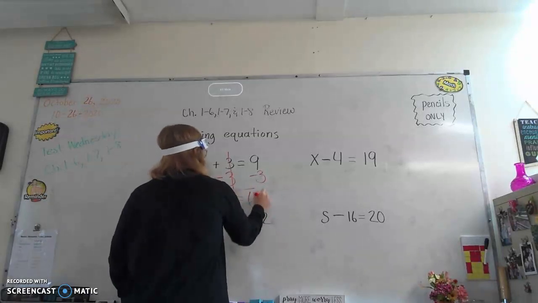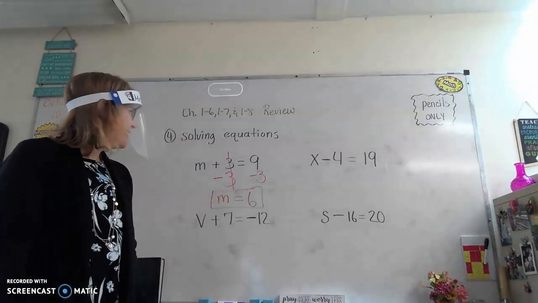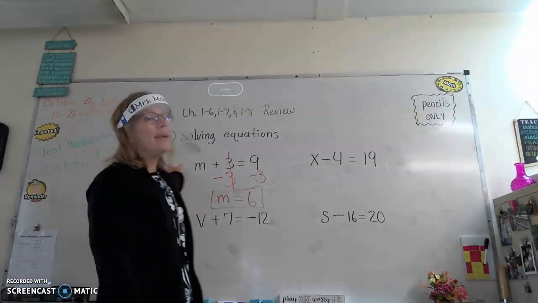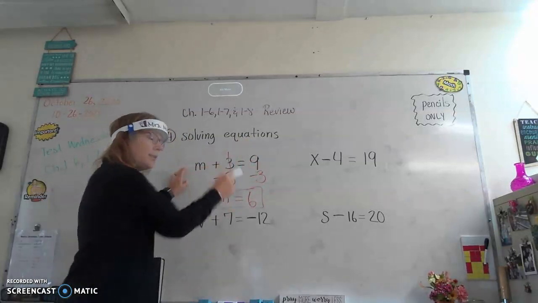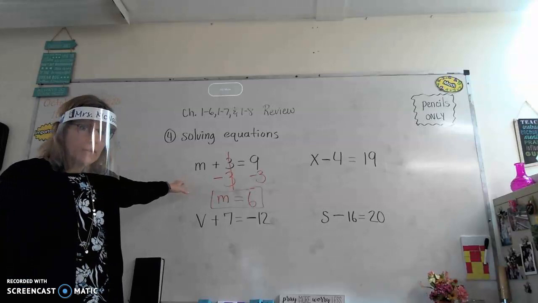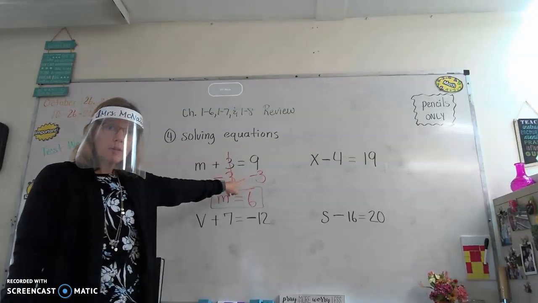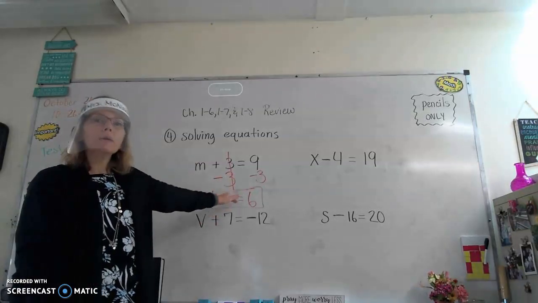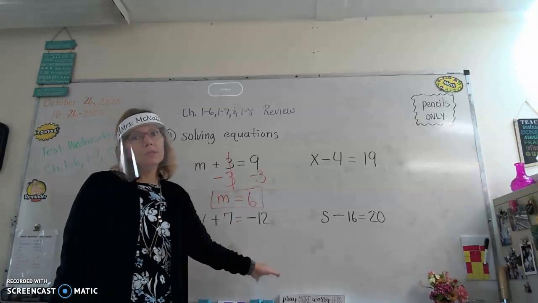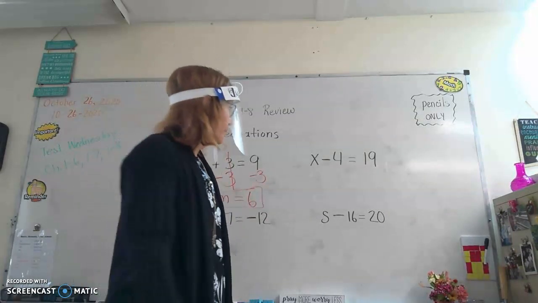You can do the next one, Cameron. Bella was on fire that time. And m equals 6. So when I say show your work on the test, this is exactly what I want to see for each problem. I want to see what you're doing to get the variable alone, and I want to see the answer written as m equals 6, or x equals 10, or y equals 5, whatever your variable is, okay?